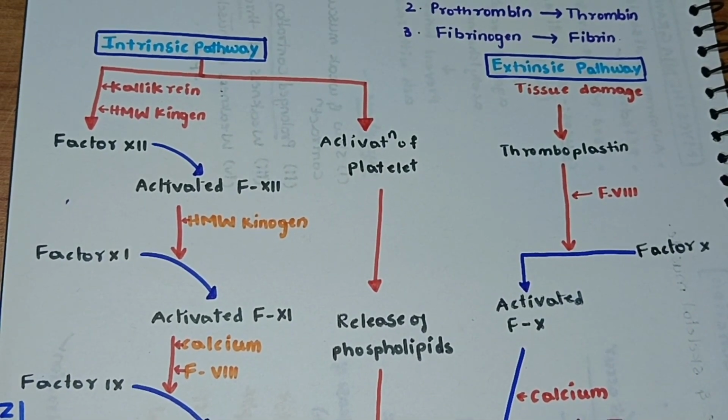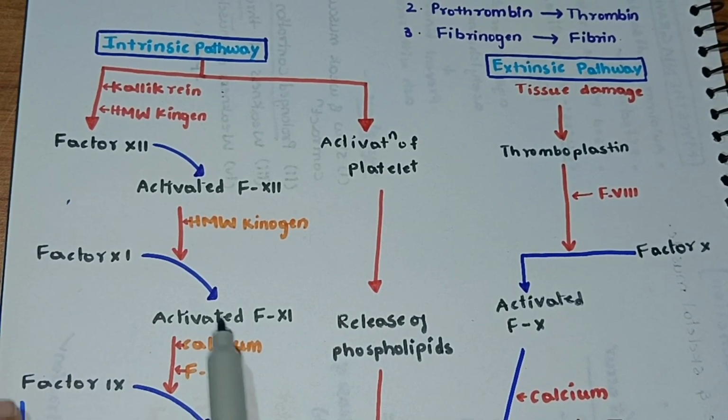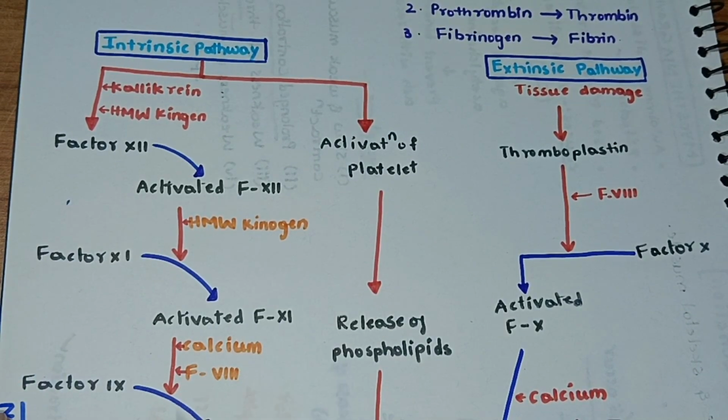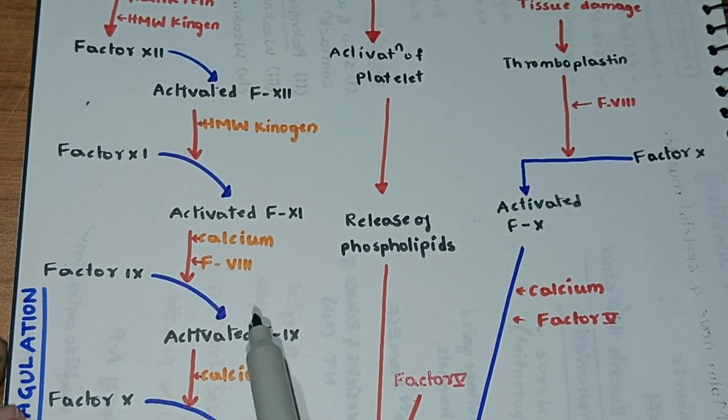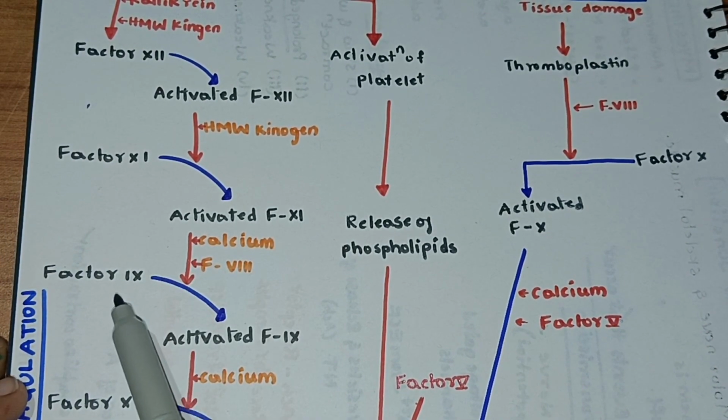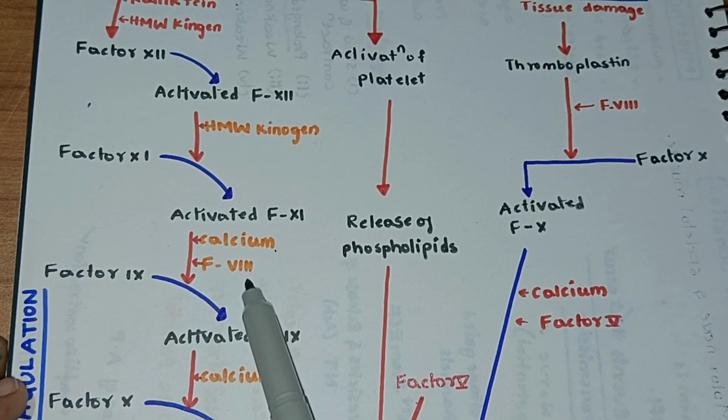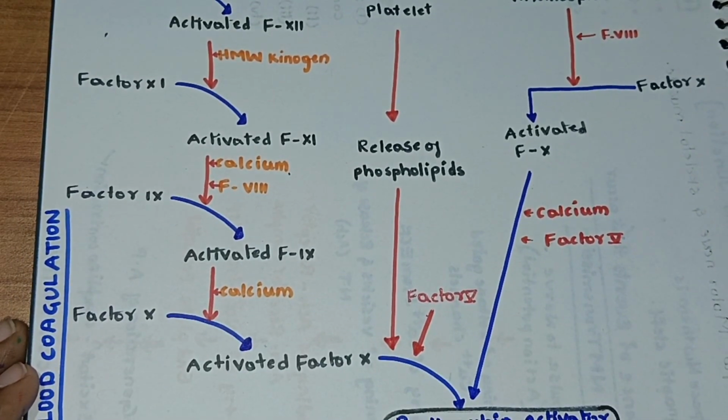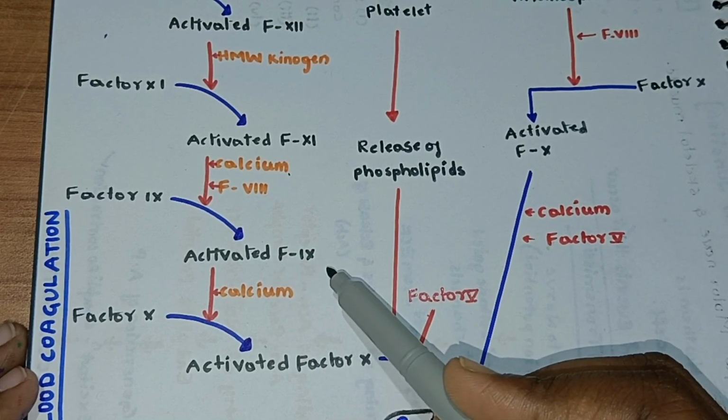So factor 12 is the first to act, in the presence of what? Kallikrein and high molecular weight kininogen. In the presence of these, factor 12 gets activated, which in turn activates factor 11 in the presence of high molecular weight kininogen. Now the activated factor 11 activates factor 9 in the presence of calcium and factor 8, and factor 10 is activated by factor 9 and calcium.